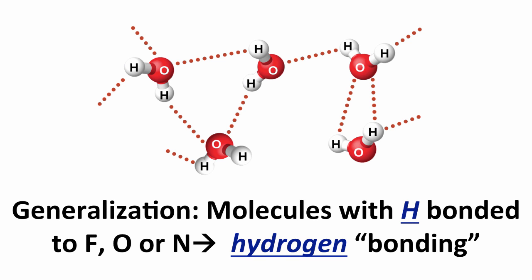And the generalization is that if we have molecules with a hydrogen that is bonded directly to a fluorine, an oxygen, or a nitrogen within that molecule, then those types of substances are capable of undergoing what's called hydrogen bonding. And then one last note is the bonding here is in quotations because these aren't true chemical bonds. These are really strong intermolecular forces represented by the dotted lines here, but they are not true chemical bonds, but chemists refer to them as hydrogen bonding nonetheless.